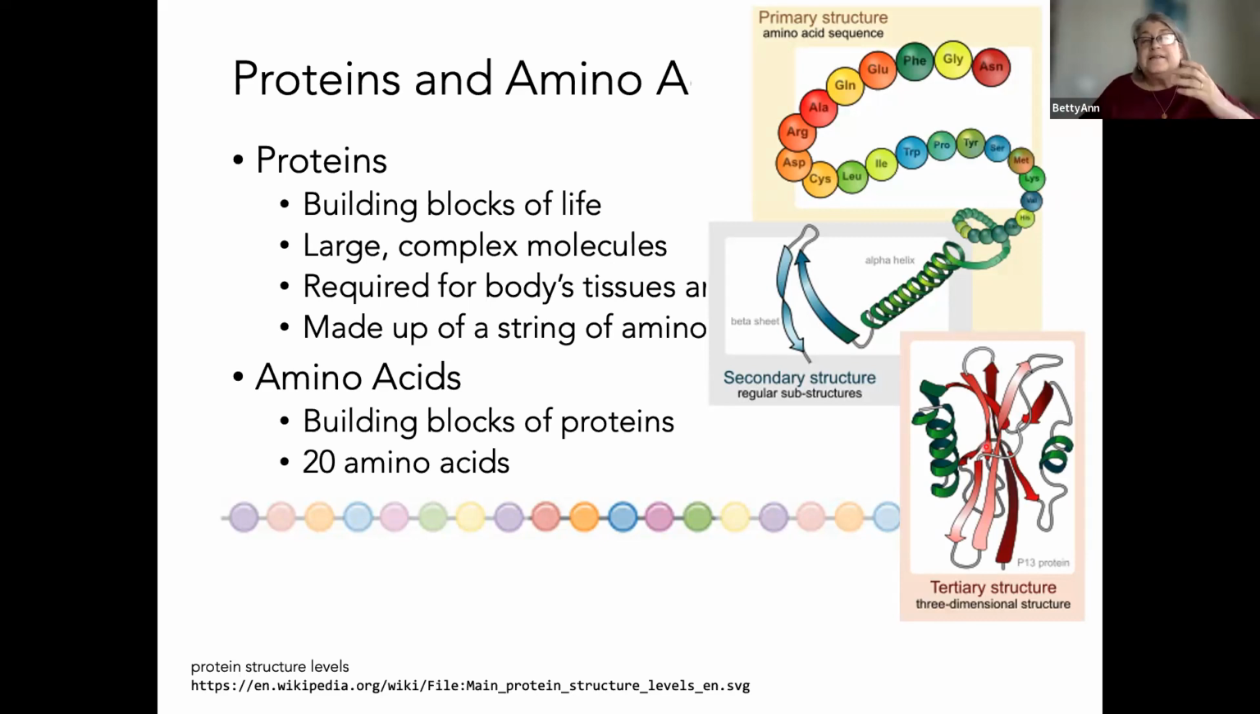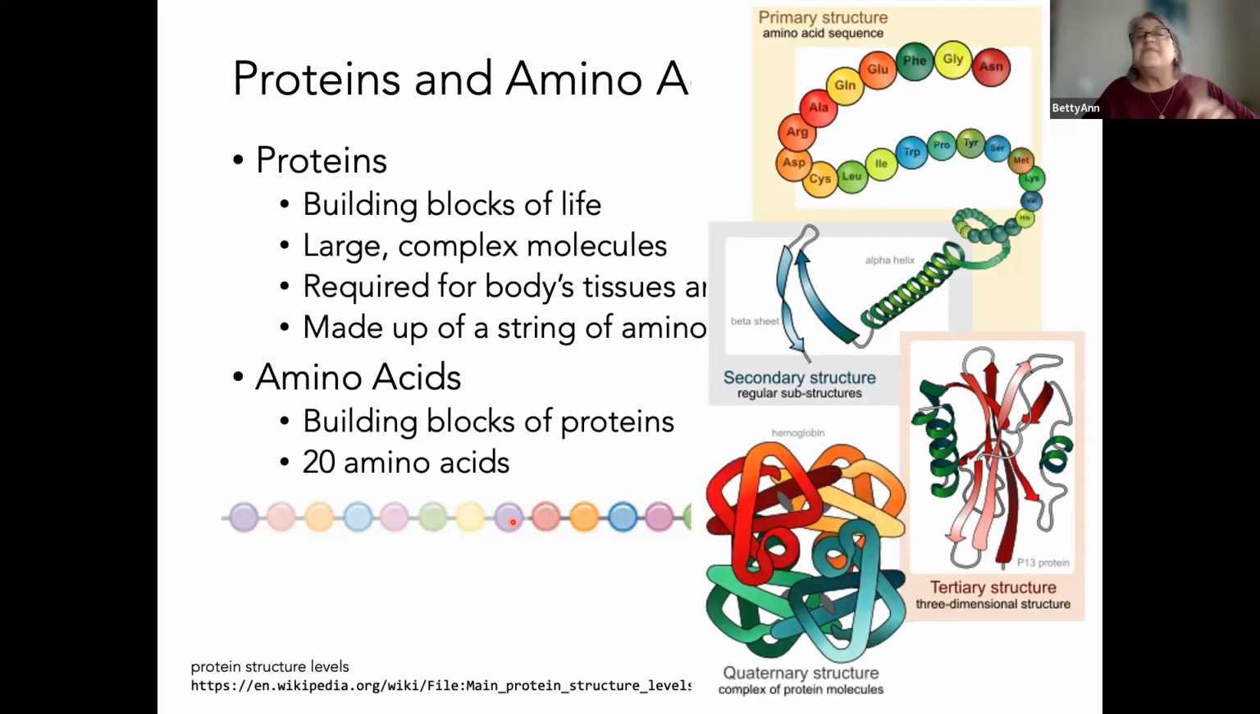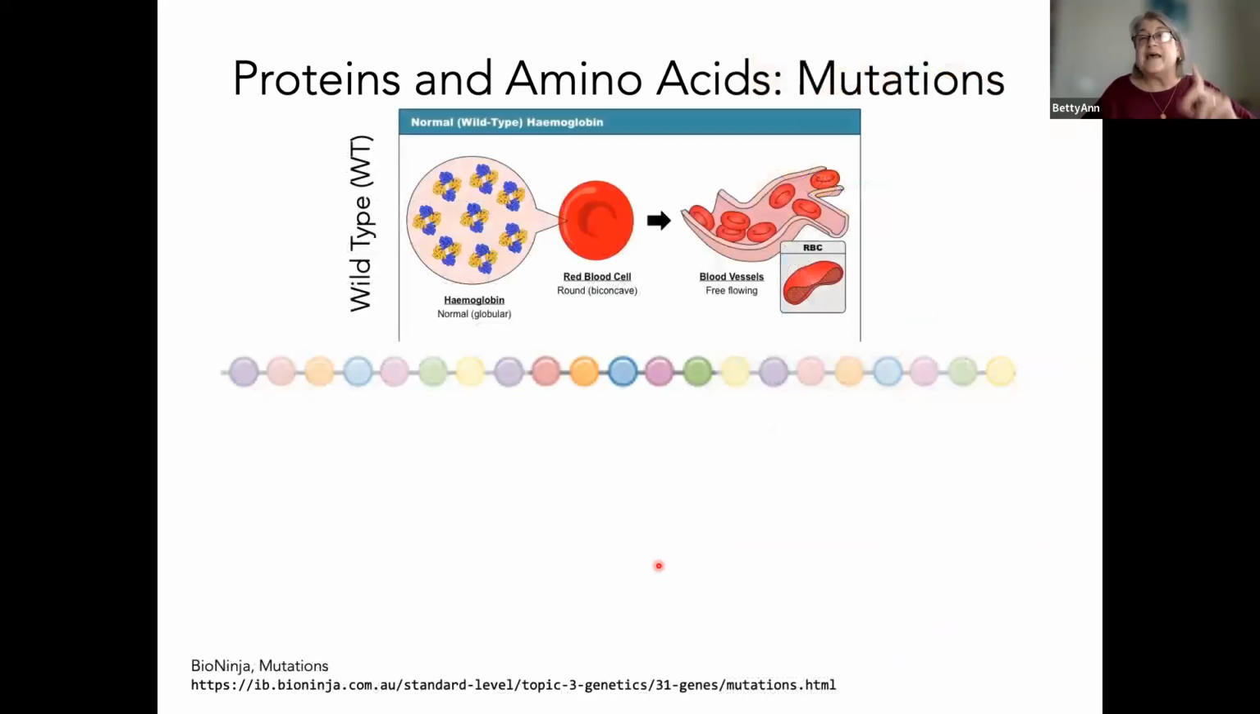To give you an idea, I think I have an example next. This shape will then meet up with a bunch of other shapes, so there are layers on layers on layers. This is incredibly, incredibly complex. So let me give you an example of what I'm talking about when one amino acid changes.